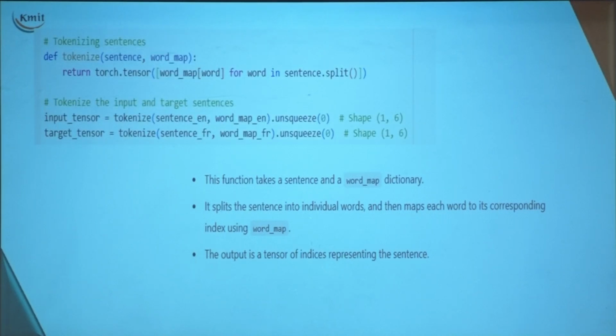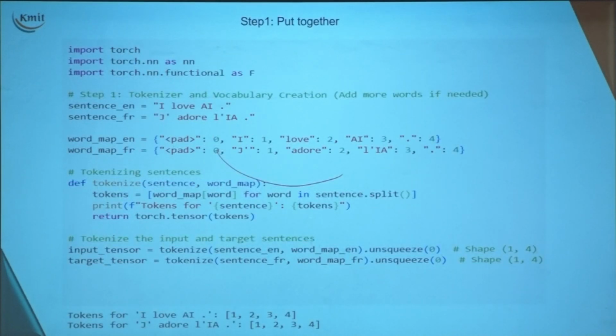Next, I am creating a function which takes a sentence and a word map dictionary and tries to split the sentence into individual words. So the output of these words are given as what? Tensors. This is step 1. So what do I do in step 1?